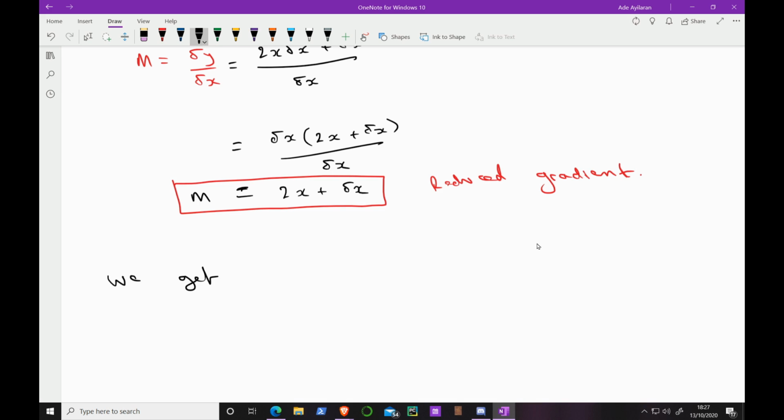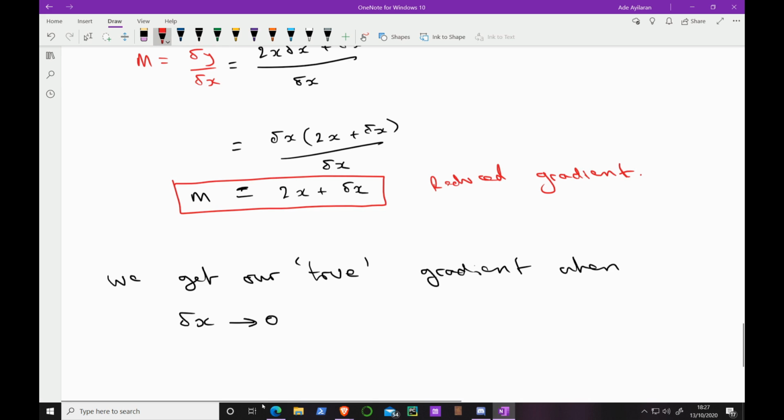So the last thing we have to tell ourselves is that we get our true gradient when dx tends to 0. It's very important that we remember this. We get our true gradient when dx tends to 0.